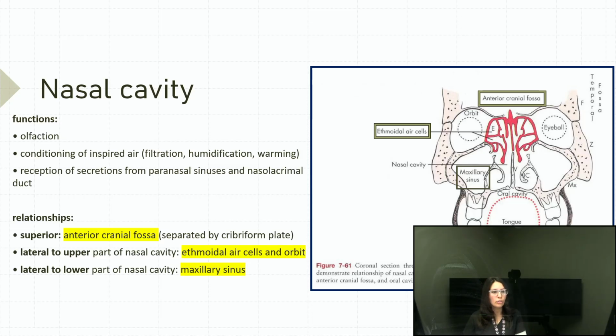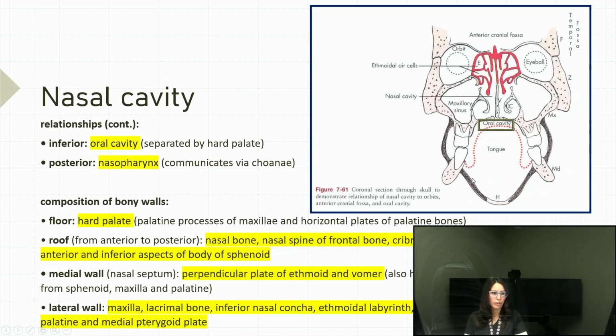Some of the relationships of the nasal cavity include the superior, lateral, and lower parts. For the superior part, we have to look at the anterior cranial fossa, which you can see right here more superiorly, separated by the cribriform plate. More lateral to the upper parts of the nasal cavity, you have the ethmoidal air cells, which you can observe on this coronal section. And lateral to the lower part, you have to think of the maxillary sinuses, which are over here more inferior.